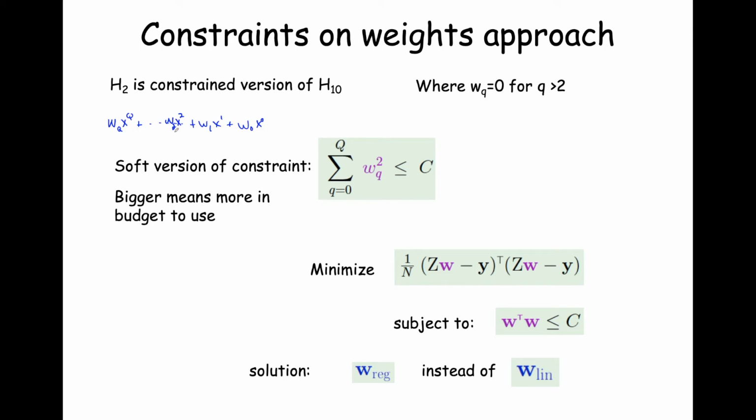And so a degree 2 polynomial would represent these terms, coefficients W0, W1, W2, so that's a degree 2 polynomial. And then the degree 10 polynomial would be all of these terms where Q is equal to 10, and all of the coefficients WQ, WQ minus 1, W2, W1, W0 are non-zero. And so a degree 2 polynomial is nothing more than a constrained version of a degree 10 polynomial, where all of those coefficients greater than W2 are zeros.